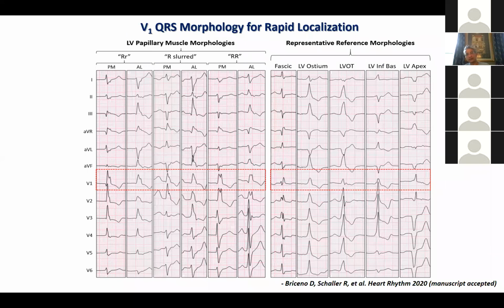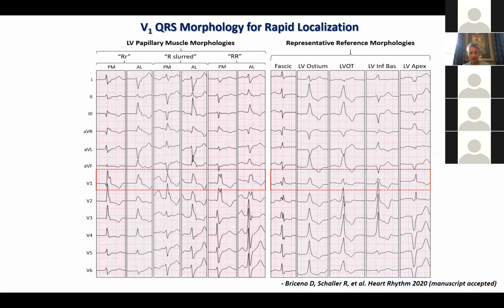And so this is a paper that was just published by our group, looking at about 100 plus patients with papillary muscle ventricular arrhythmias and comparing them to a control population of patients who also presented with predominantly right bundle branch block morphology VT, which is positive forces in V1, but not from the papillary muscles. And the control group was diverse. It included patients with fascicular VT, VT from the ostium, outflow tract, infravalvular VT, and of course the apex.